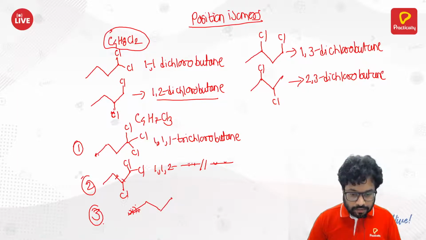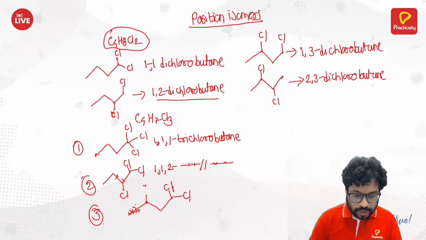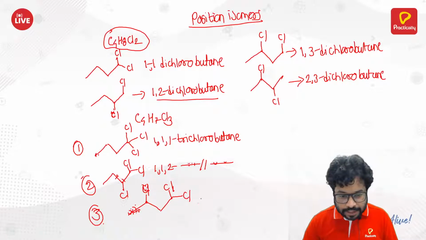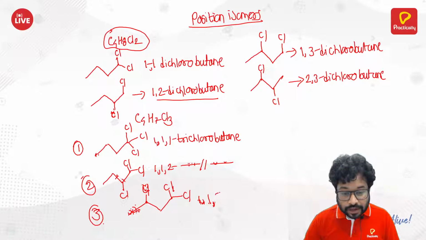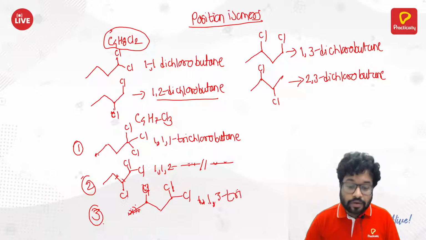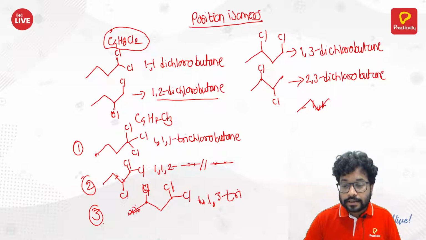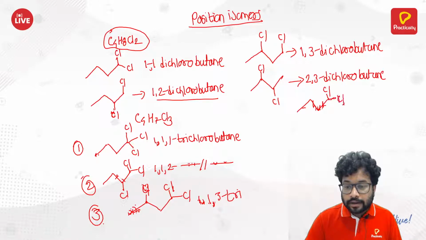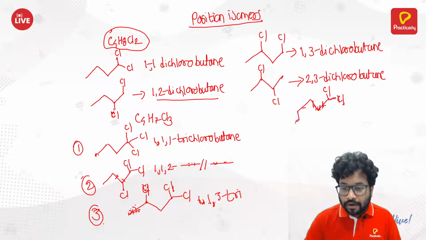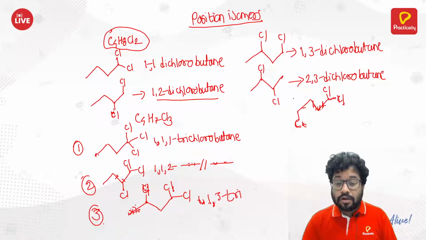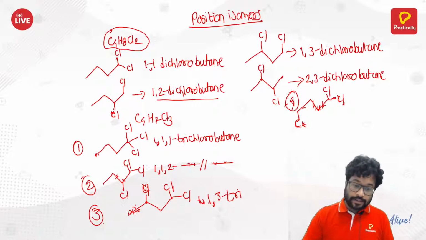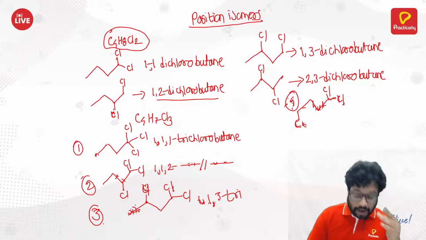You can have chlorine, chlorine, and chlorine here. How do you name this compound now? 1, 2, 3 trichlorobutane, or you can have it like this: chlorine, chlorine, 1, 2, 3, 4, 1, 4 trichlorobutane. So that is the fourth compound.